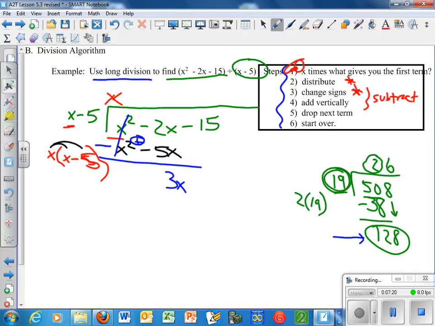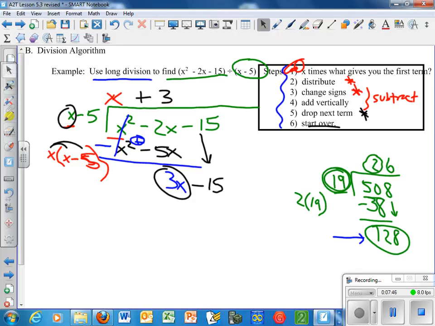We are going to carry down our next term, and we're going to carry down the minus 15, keep the sign that's on it, and now we're going to repeat the process. So we drop the next term right here, and then you start over, asking yourselves, how many times does this x go into this? Or x times what is 3x? Well, that's positive 3, so I write it up there.